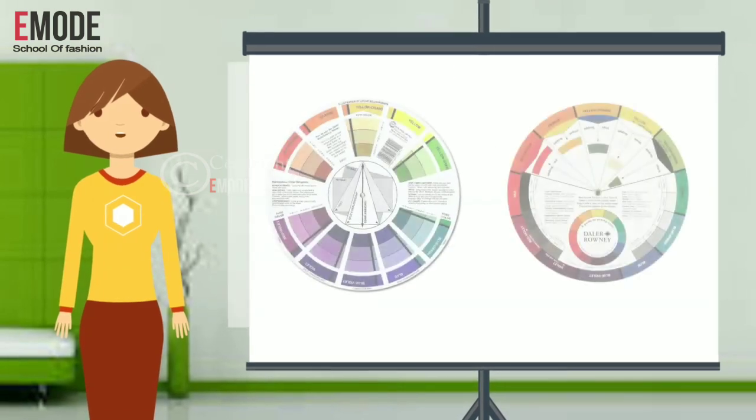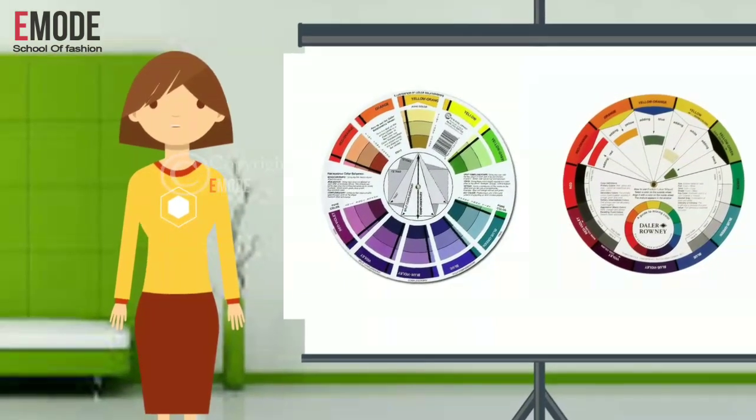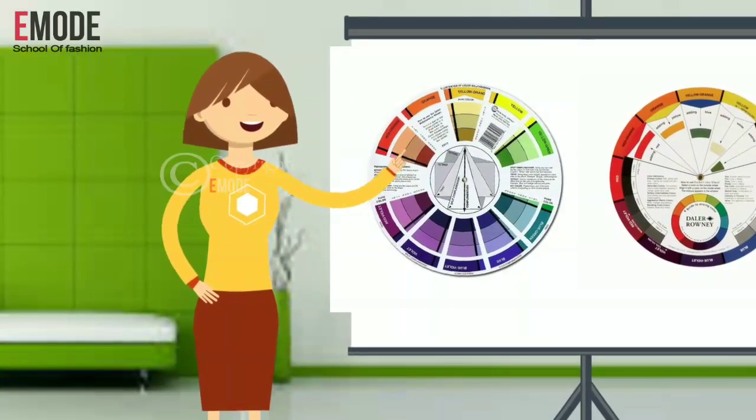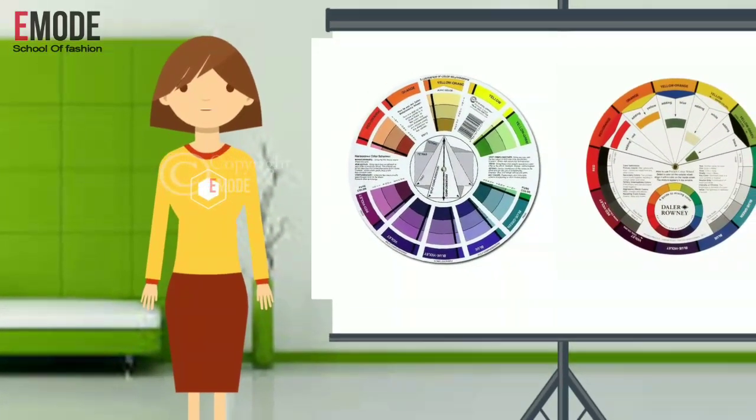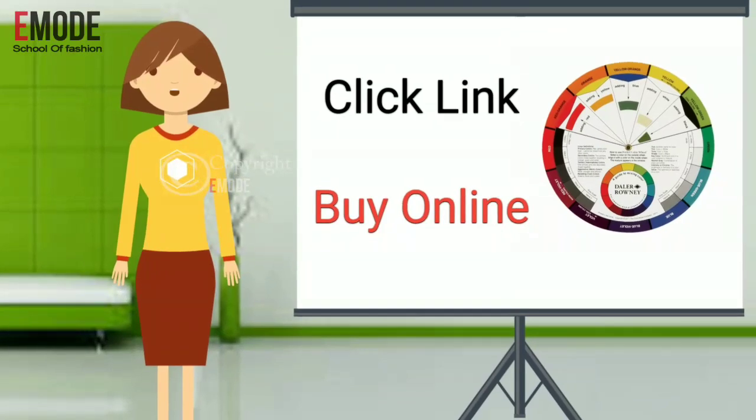Now we learned about different types of colors, and about color wheels. If you buy a color wheel, it will help you to mix and match your dress. You can buy online from the link below.